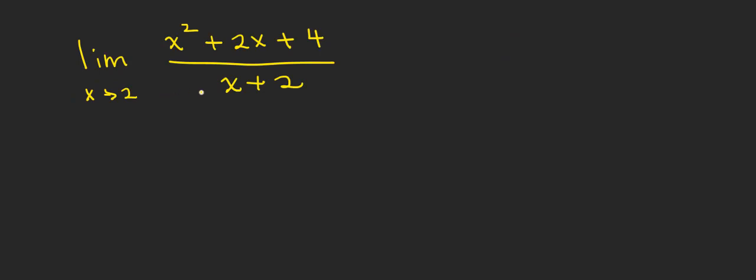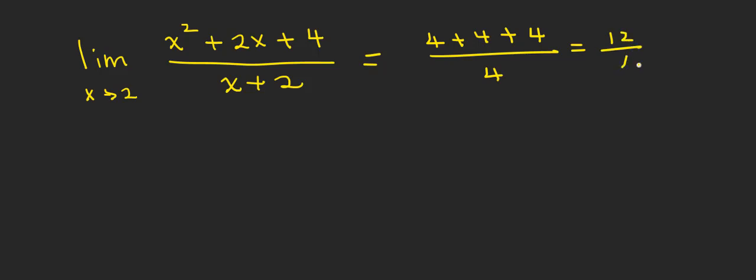Let's take a look at this example. Again, let's try substitution and see what we get. You get 4 plus 4 plus 4 all over 4, and you get 12 over 4, which is 3. By the way, the common mistake is they cancel out the 4 and 4 here and get 8. You cannot do that, so be careful with that. So the answer is 3.